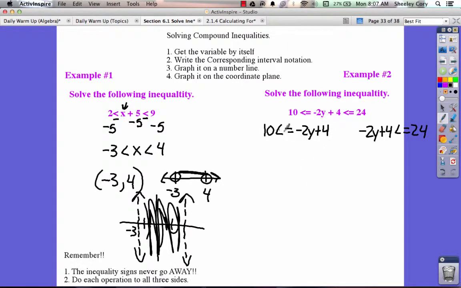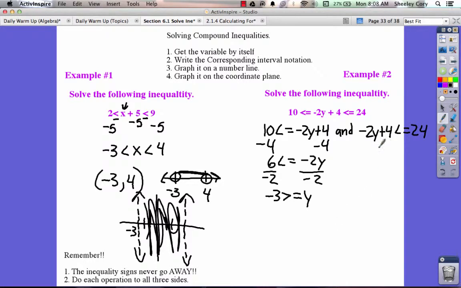So this would mean 10 less than or equal to negative 2y plus 4, and negative 2y plus 4 less than or equal to 24. Because the variable is in the middle between two inequality signs, this is an AND problem. So we're going to solve the left side, subtracting 4 from each side. We get 6 less than or equal to negative 2y. Now we divide by a negative 2. Remember, when you divide by a negative 2, what happens to the inequality sign? It flips. So it's now greater than or equal to. You get negative 3 here, y here.